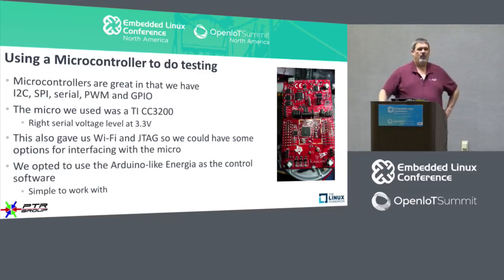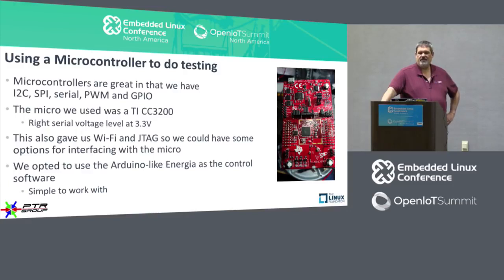All right, so we used a microcontroller to do a lot of this testing. Turns out in this particular case, it was a CC3200 from Texas Instruments. The nice thing about this one is it had the right voltage level. It was all 3.3 volt, so we didn't have to do any level shifting. We didn't have to get any special circuitry to handle 3.3 to 5 volt level shifts. Also, this gave us Wi-Fi and JTAG on the embedded board, so we had some options for interfacing to the micro and watching what's going on.